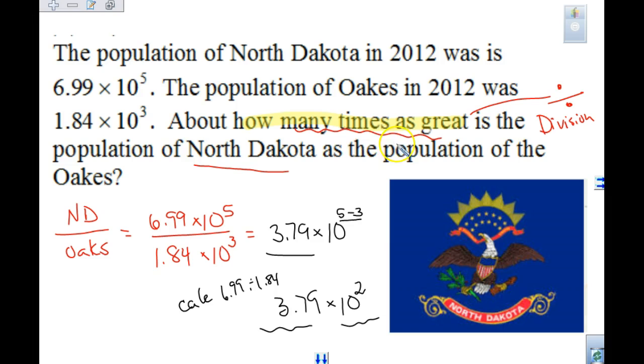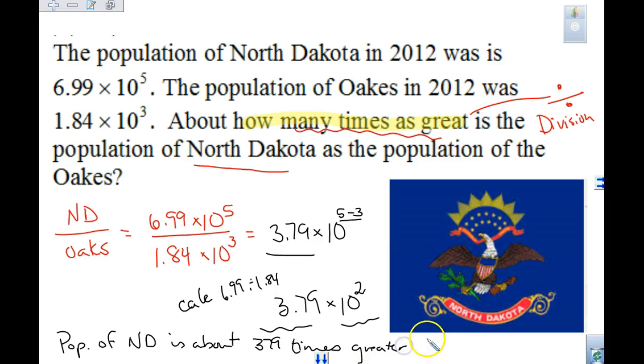So the question is about how many times as great is the population of North Dakota than Oaks? We want to write it out this way. We want to say the population of North Dakota is about 379 times greater than the city of Oaks.